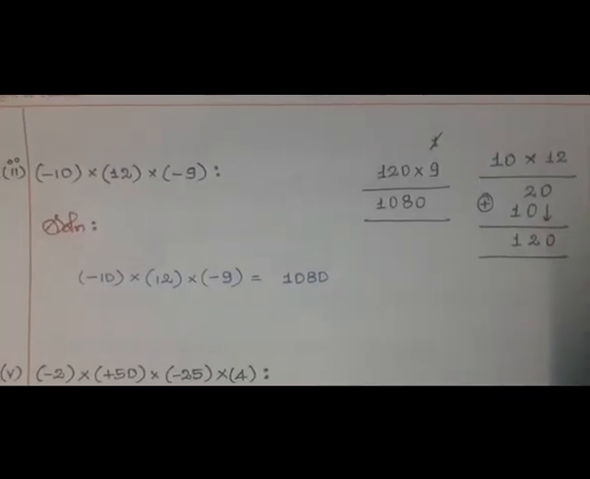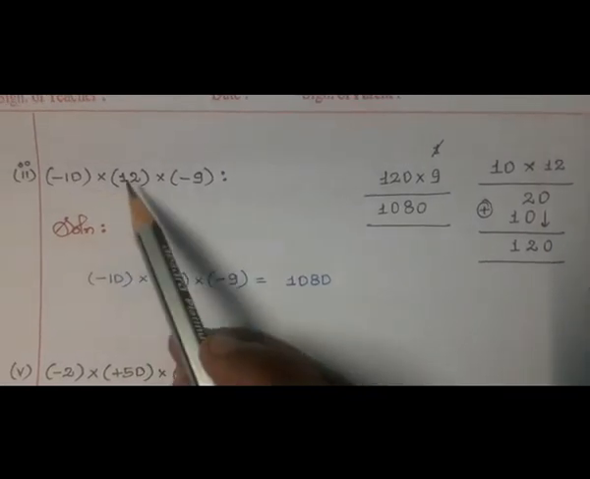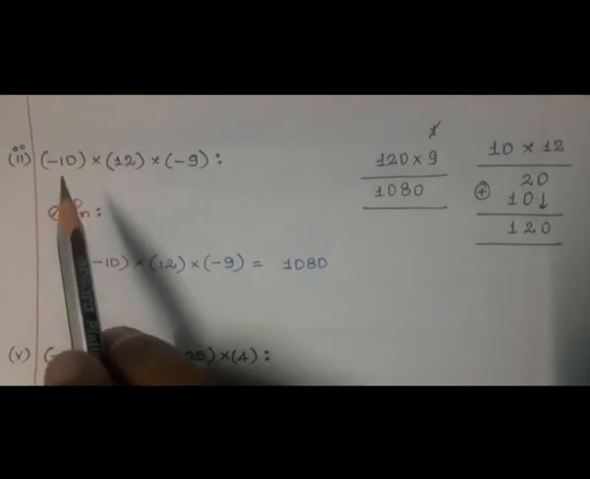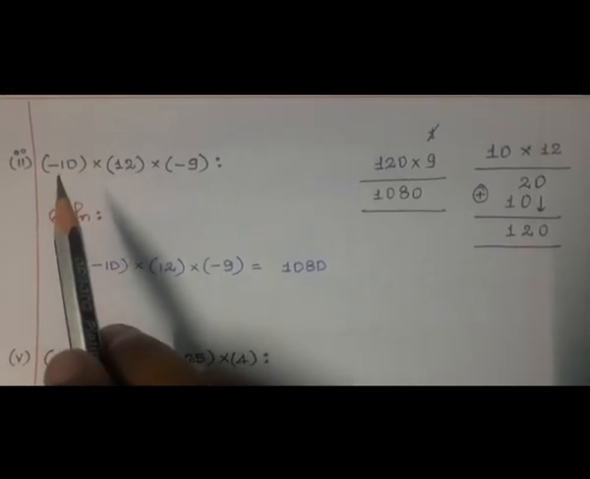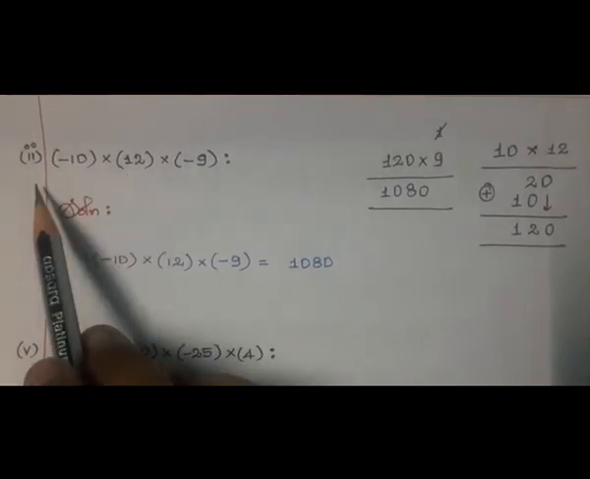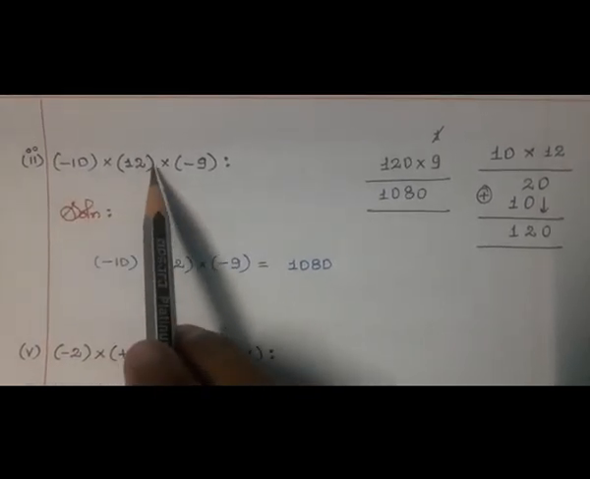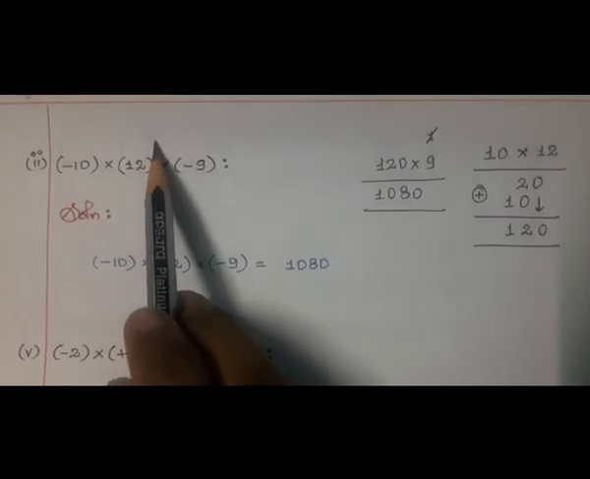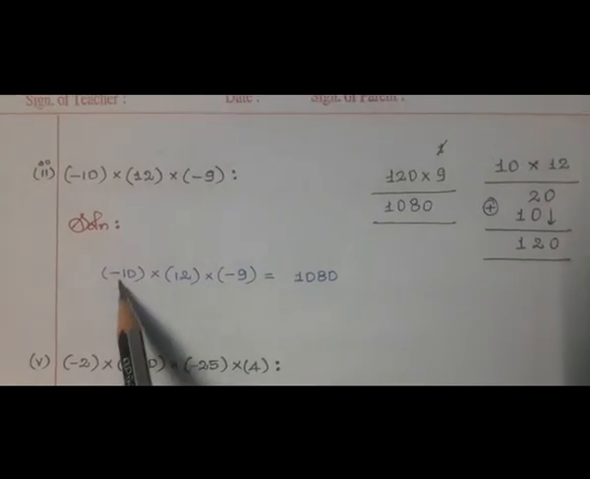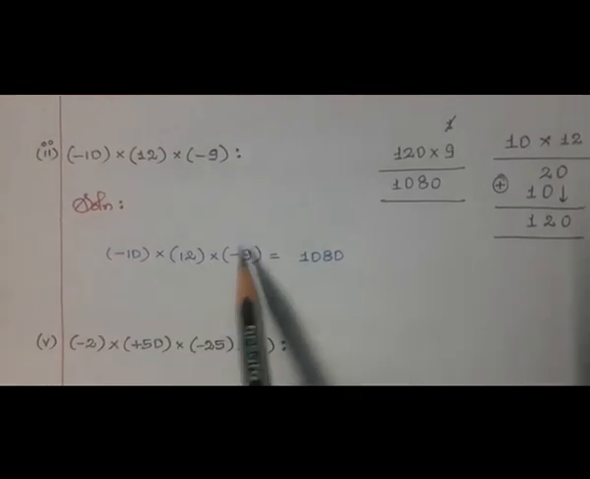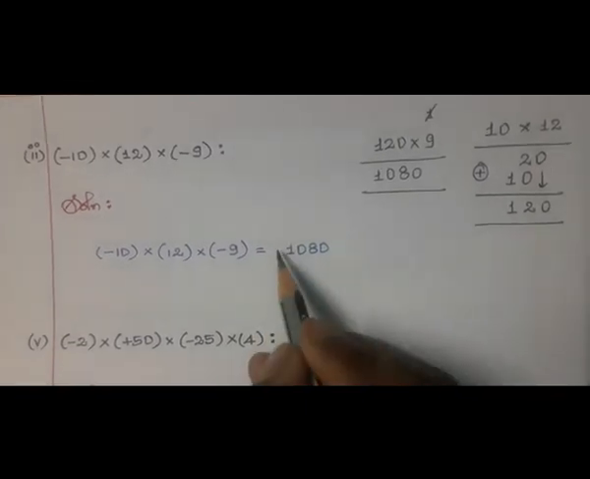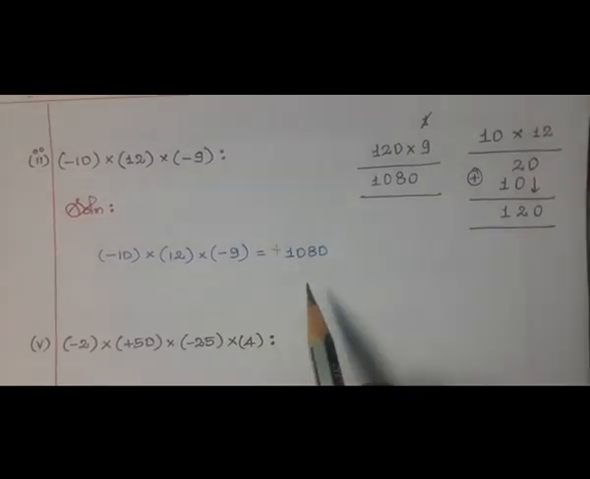Now the second question, minus 10, 12 into minus 9. Now you want to be clear with the multiplication of sign operation. Minus into plus is minus, because different signs you will be putting minus. Again now here we have minus, minus into minus is plus. So minus into plus is minus, minus into minus is plus. Therefore the answer will have a plus sign.